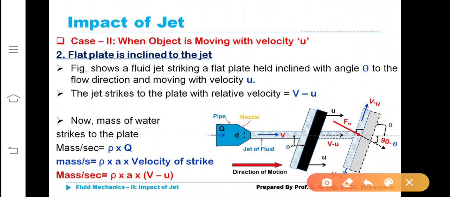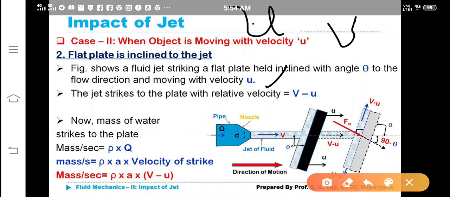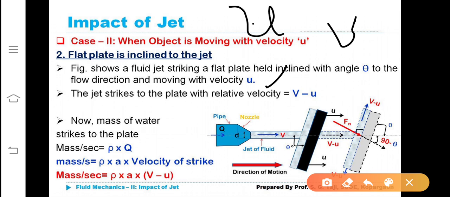Now, the figure shows a fluid jet striking a flat plate held inclined with an angle theta to the direction of flow and moving with velocity u. So, plate velocity is small u, jet velocity is V. V is the velocity of the jet. The jet strikes the plate with the relative velocity, that is important. Relative velocity is V minus u.